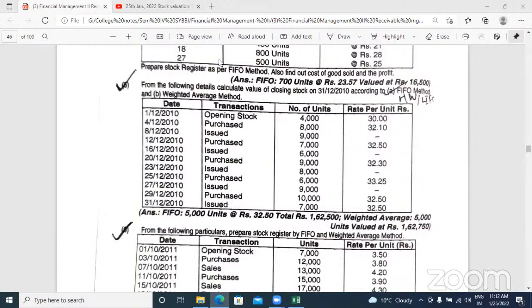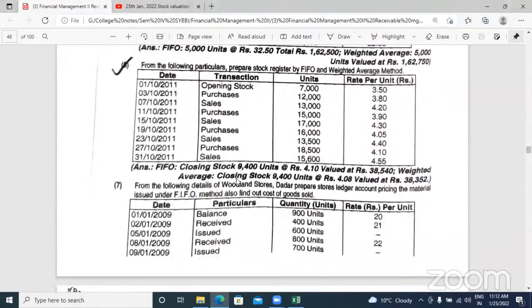So here we can, I think, wind up FIFO method and begin with new weighted average method. Of course, not now, but we will begin it in our next lecture. So is that okay if we wind up FIFO method? Yes, ma'am. Okay. Now take a few sums as homework.